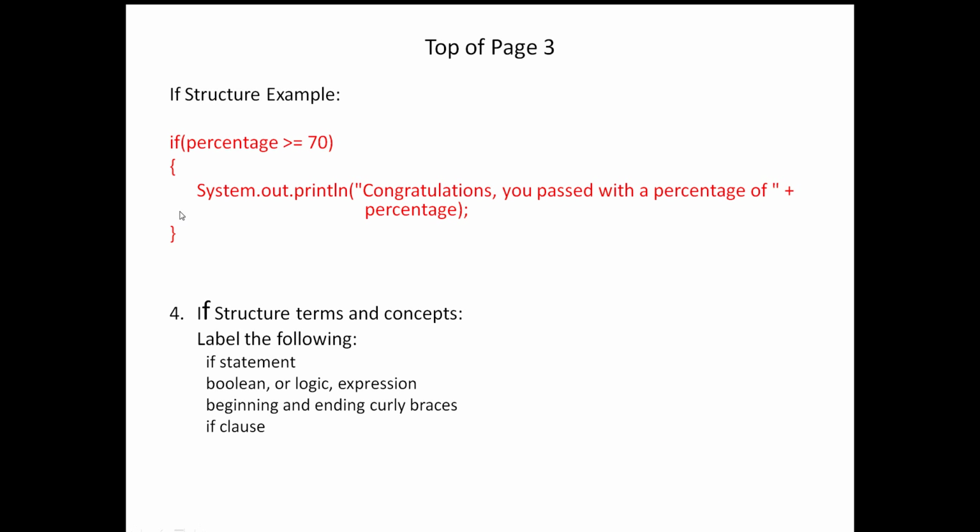Here's the if structure example. And so we want to make sure that we label the following, which we did. So we already labeled the if statement. We've labeled the Boolean expression. We have the beginning and ending curly braces, which are right here, which you can label. And then you've got the if clause, which we said was here. So we've already done that, so let's just move on.